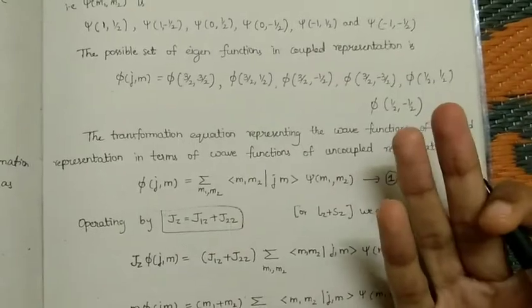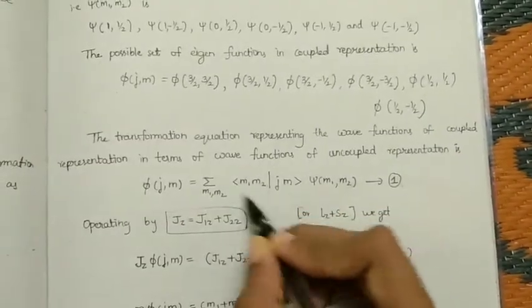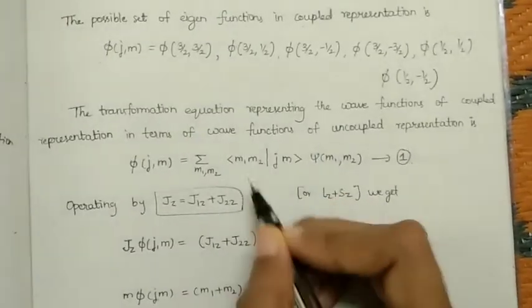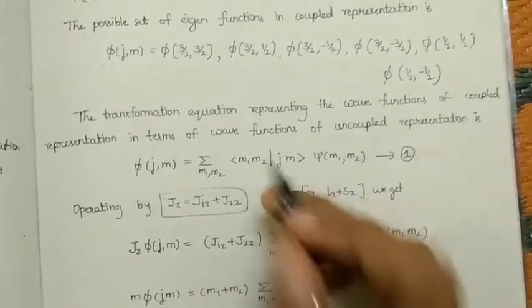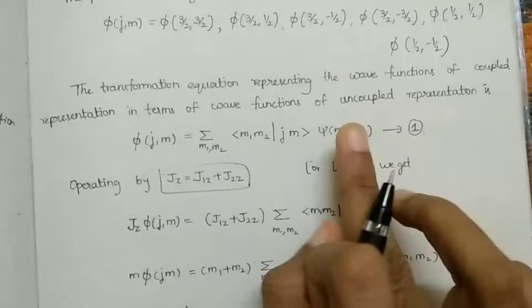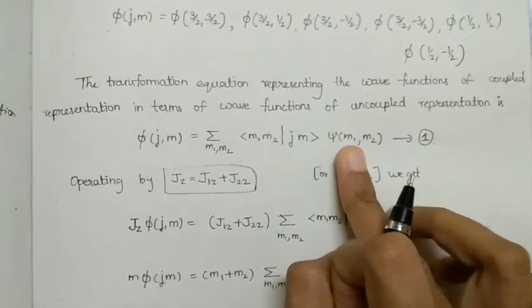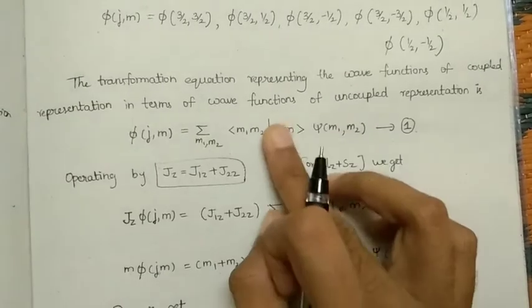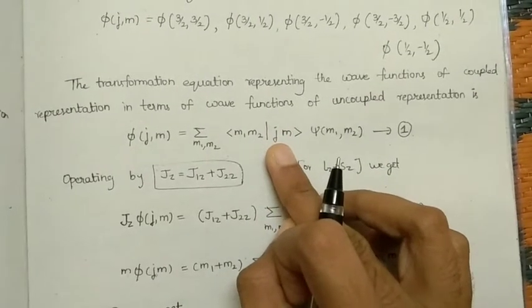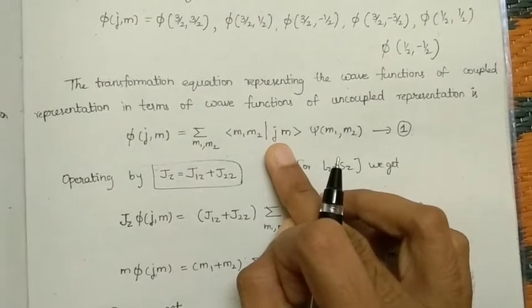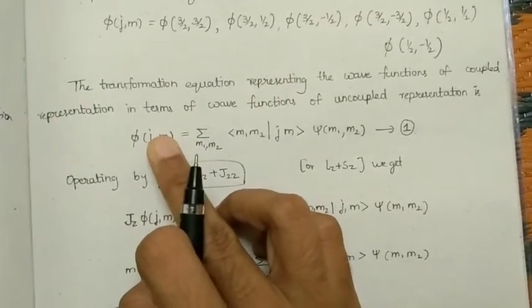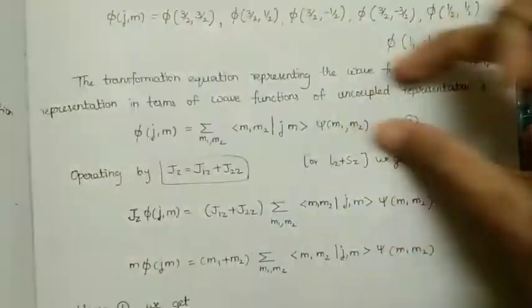How it is transformed is by multiplying with these coefficients. These are nothing but Clebsch Gordan coefficients. These are the coefficients we need to find now. So if we multiply these possible uncoupled wave functions with the corresponding Clebsch Gordan coefficients and add up, we would get the corresponding coupled form. So that is the meaning of this equation.